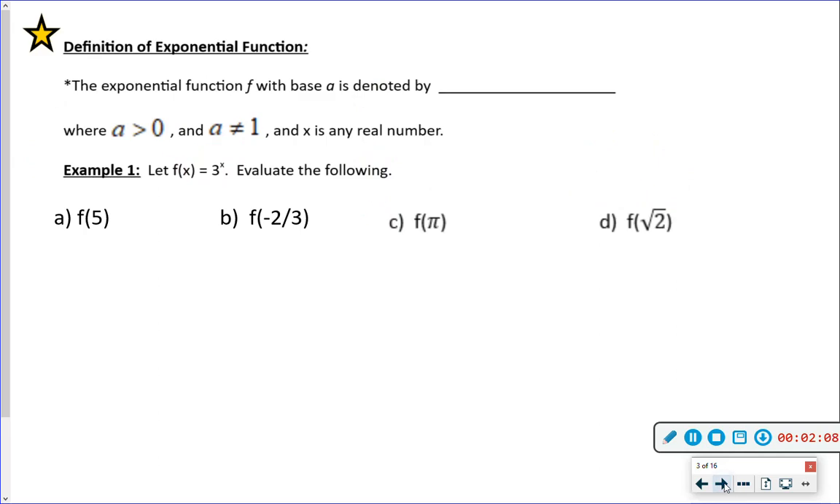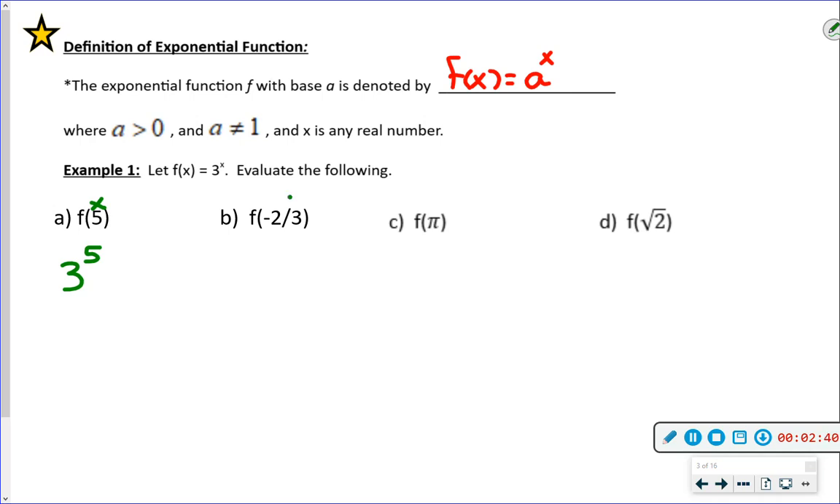Okay, so let's get into what is an exponential function. Definitely need your calculators for these bottom ones. An exponential function f with a base a is denoted by f of x equals a raised to the x power. So notice x represents the exponent. Now, you're going to need your calculator clearly to do some of these. I mean, remember, 5 is x. So you're figuring out what is 3 to the 5th power. We're going to need a calculator for that.